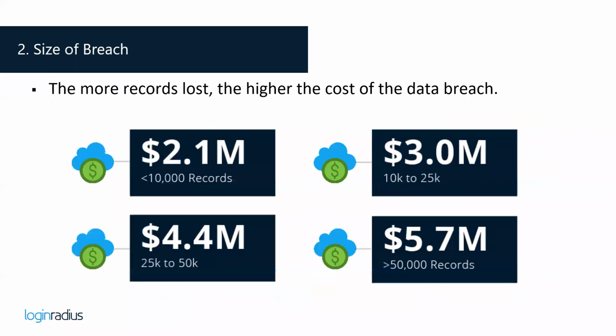Another factor that goes into the cost of a data breach is the size of the breach. So really, how many records were stolen during that data breach? The general pattern is the more records lost, the higher the cost of the breach. On average, if it's a smaller breach, less than 10,000 records, we can see numbers around 2 million. However, for larger breaches, anything more than 50,000, that number triples to around $6 million.